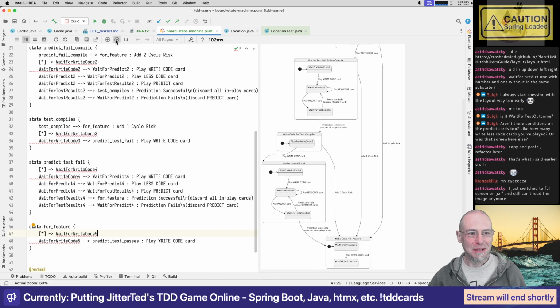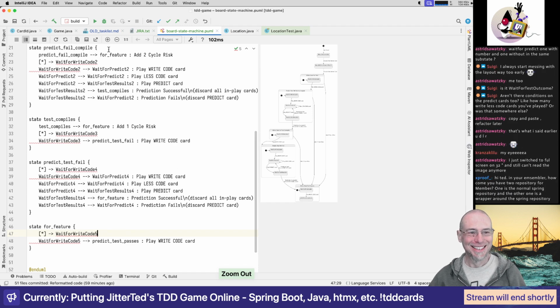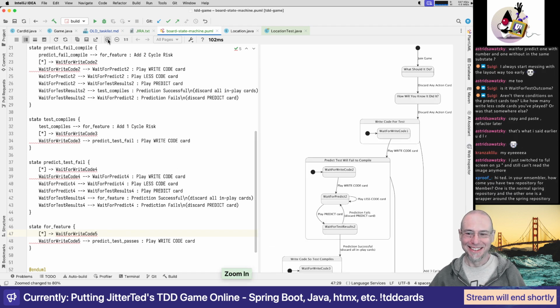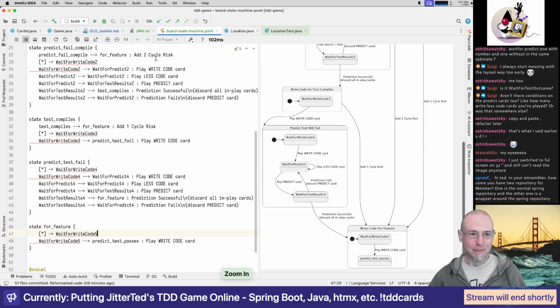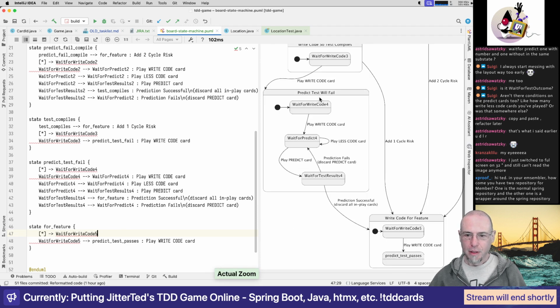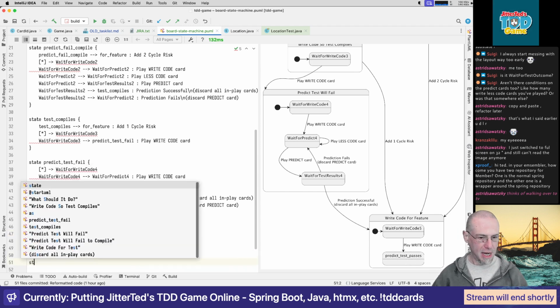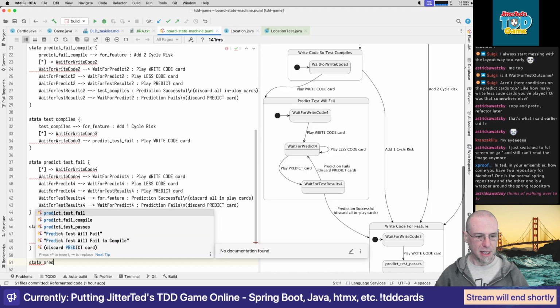The state diagram's getting bigger and bigger. There you go. Now we can fit it all on one page. So you play right code, you're in here, you're going through the typical predict. You can only exit when prediction is successful. Now we're in right code for feature. The way you exit here is you play right code card. Now you're in the state of predict test passes.